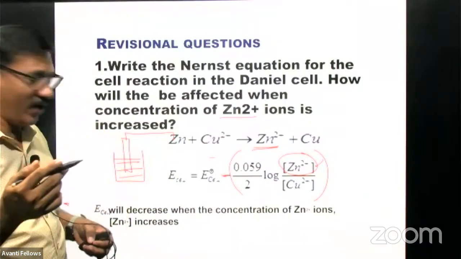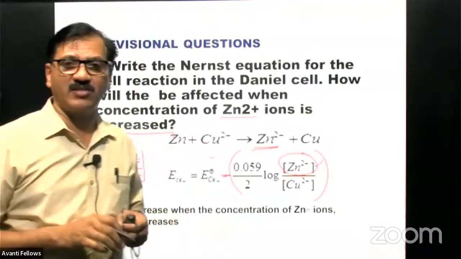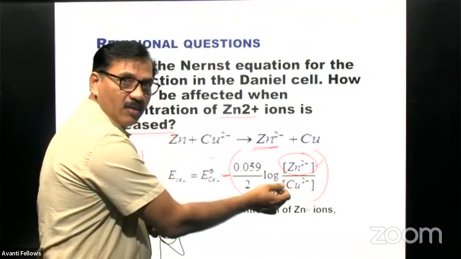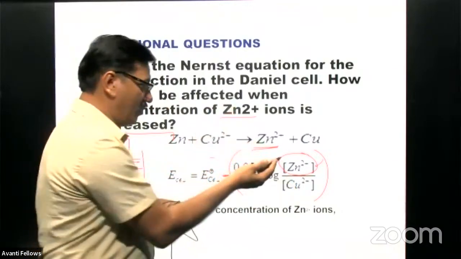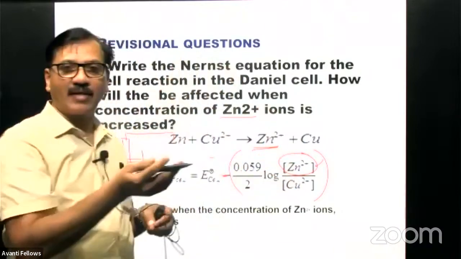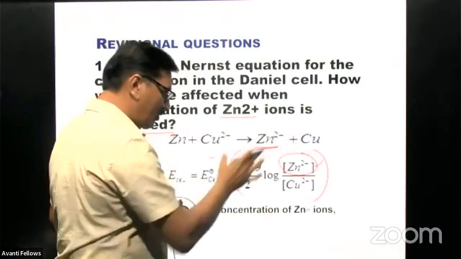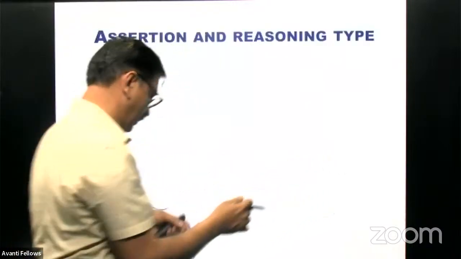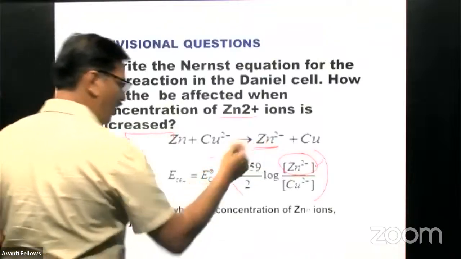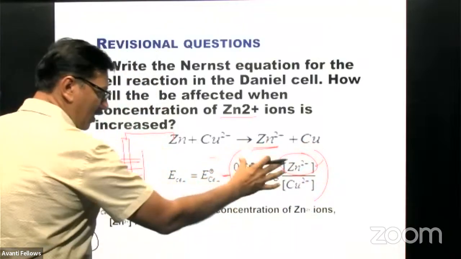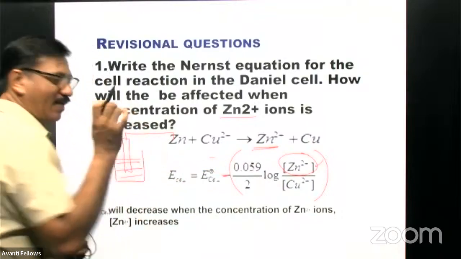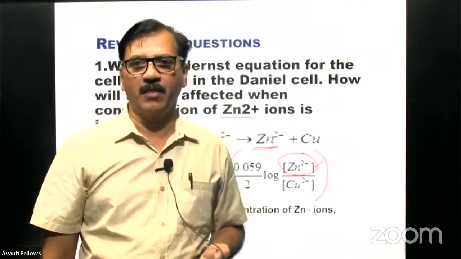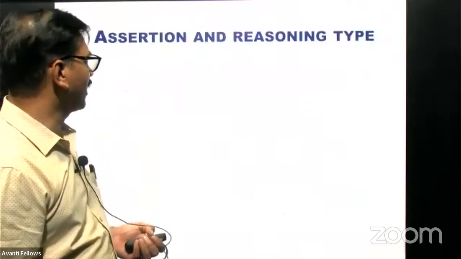The same way, if copper 2 plus ion concentration is increased, what could be the answer? If the concentration of copper 2 plus ion is increased, then the denominator is increased. If the denominator is increased, the whole value is decreased. This becomes smaller, so this whole quantity becomes smaller. If you are subtracting a smaller quantity, then E increases. So it is related in this way. Writing the Nernst equation properly will be of help when such questions are asked.